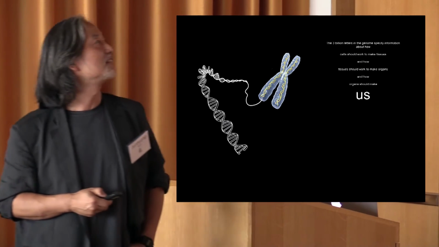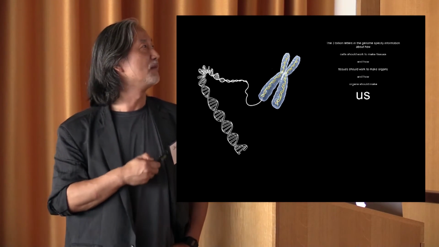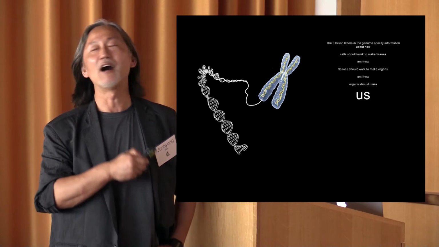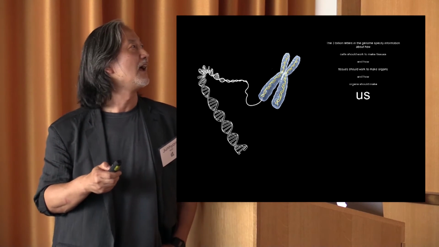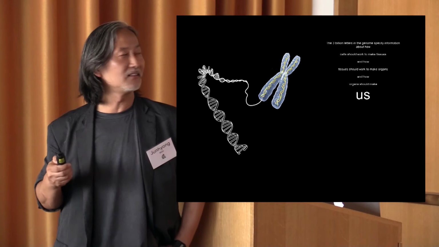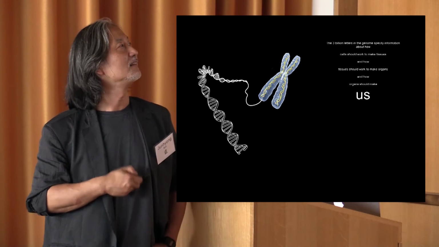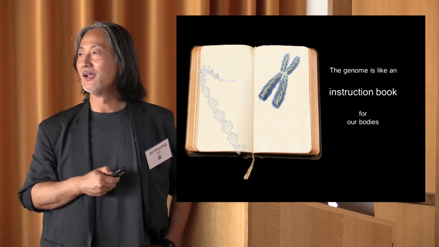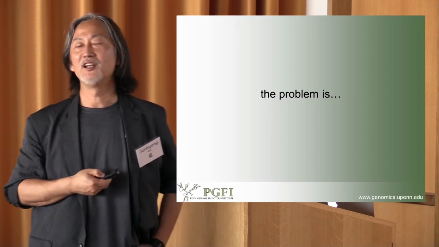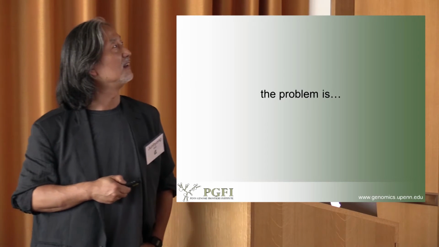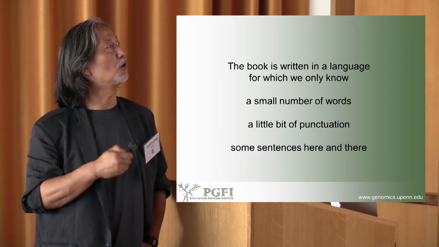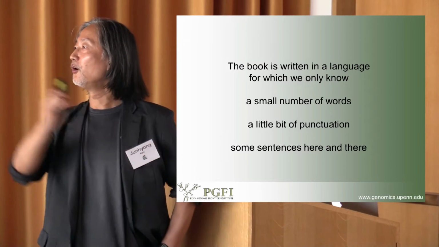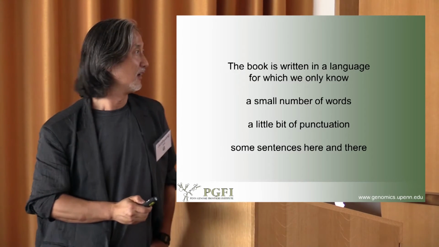Okay. So these 3 billion letters in the genome have information about how the cells work, how to make the tissues out of the cells, how those tissues work to make organs, and how the organs make us. So it's like an instruction book for our bodies. But the main problem, and this is really what we do all the time in our genomics research, is that this book is written in a language for which we only know a very small number of words. We don't know all the words that are in this book.